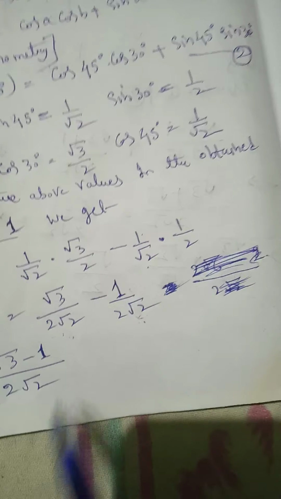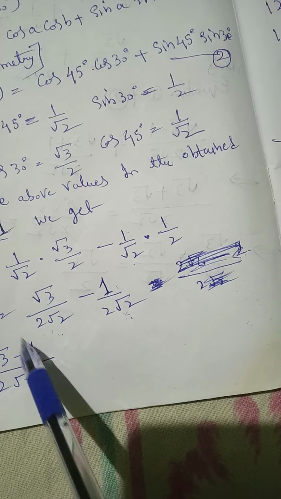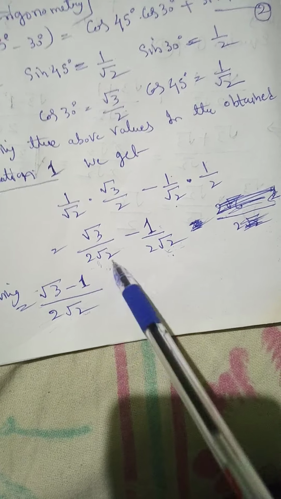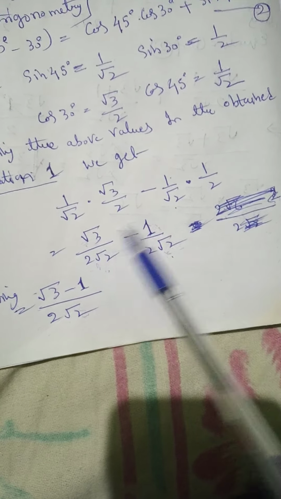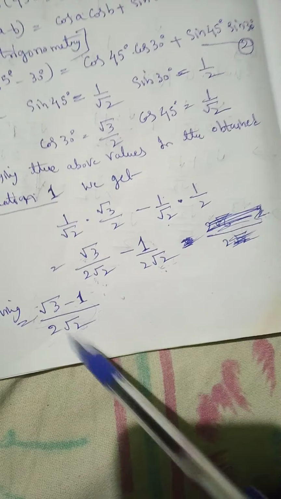Okay, so we get root 3 because the common denominator is 2 root 2. So we put 2 root 2 as the denominator, and we get the numerators as they are: root 3 minus 1 by 2 root 2. So this is the one solution. After this we have another, second equation.